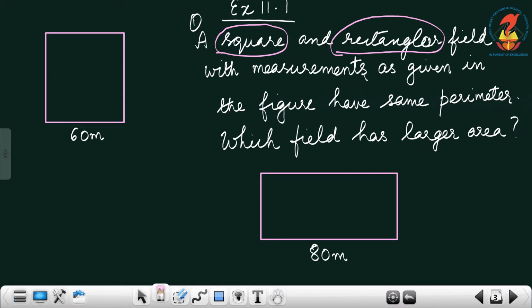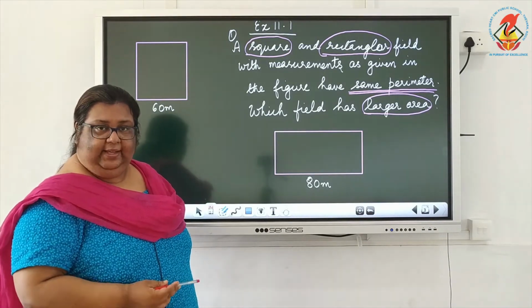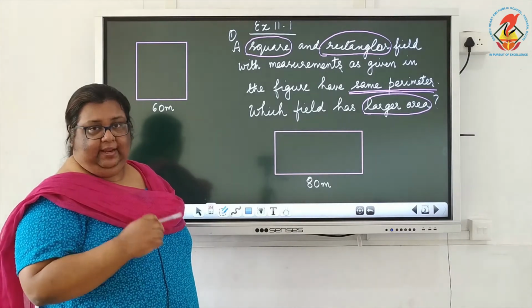Which field has the larger area? If they are having the same perimeter, you need to find which field, whether it is the square field or the rectangular field, is having the larger area.